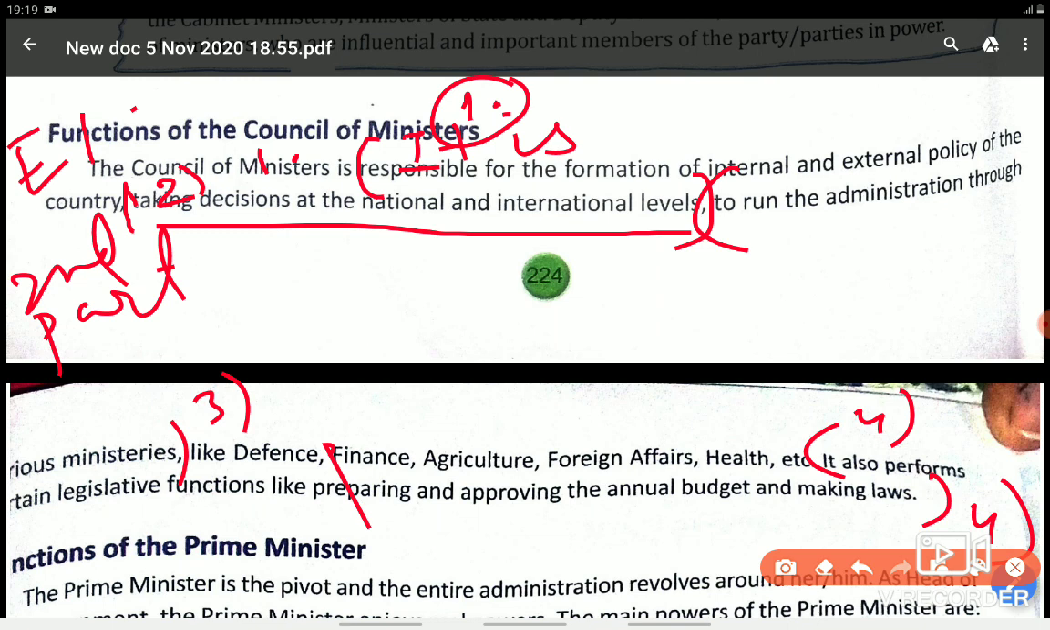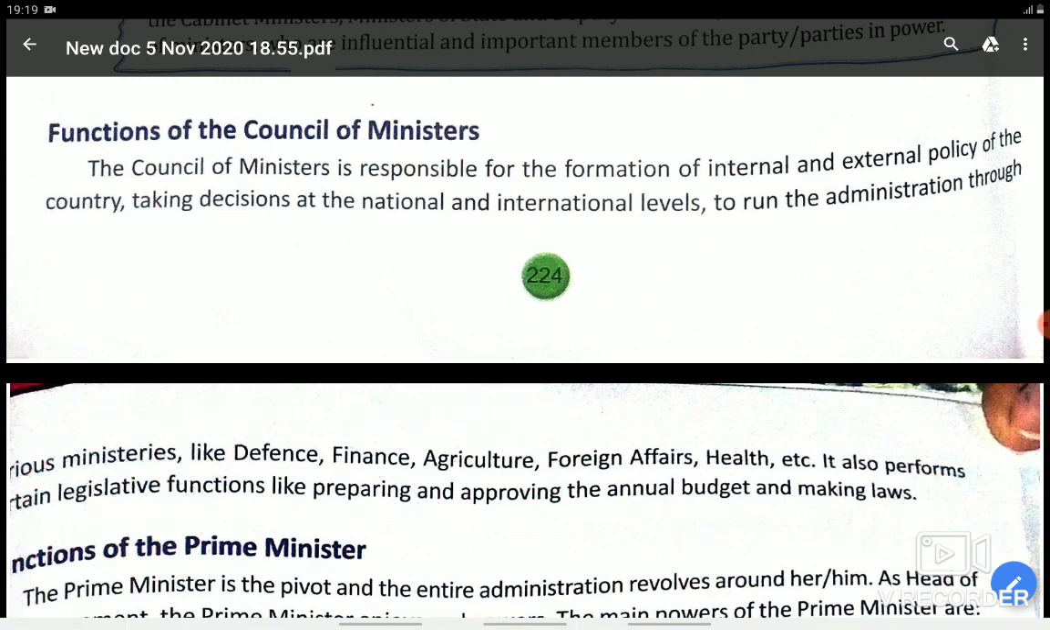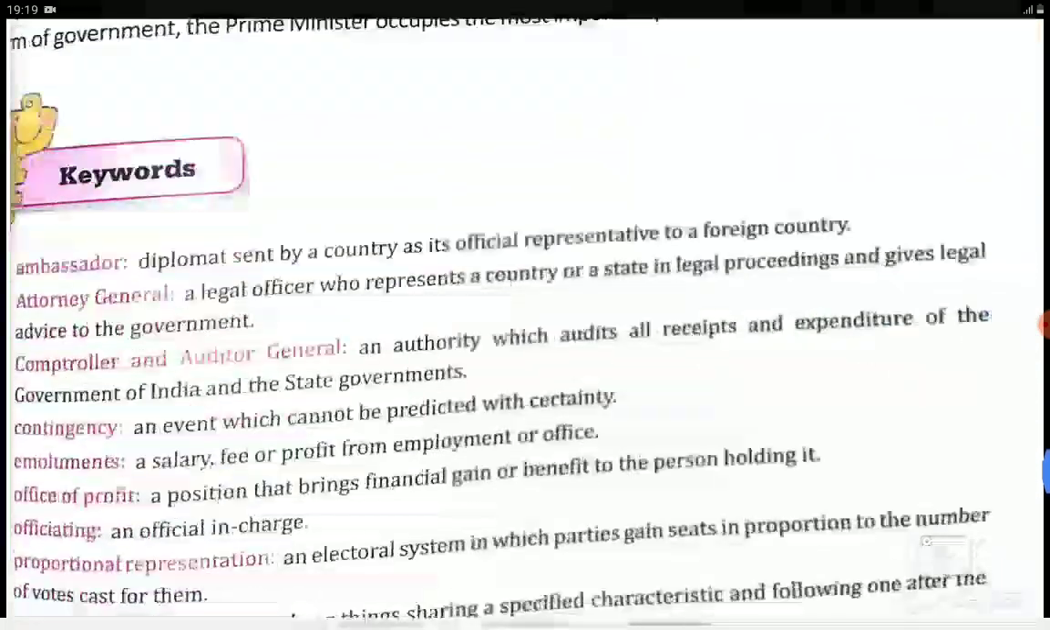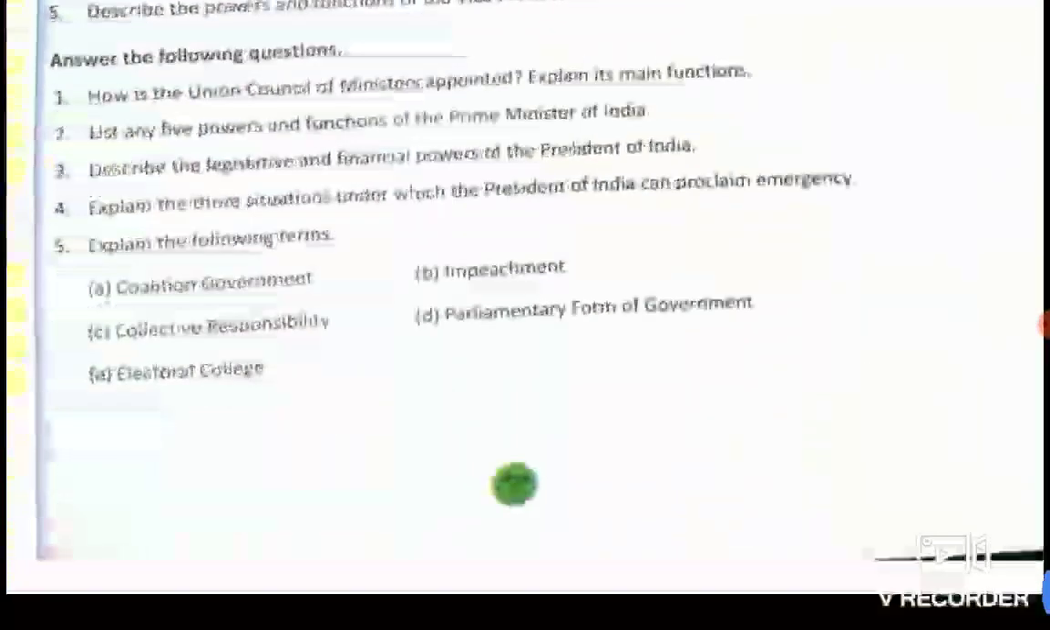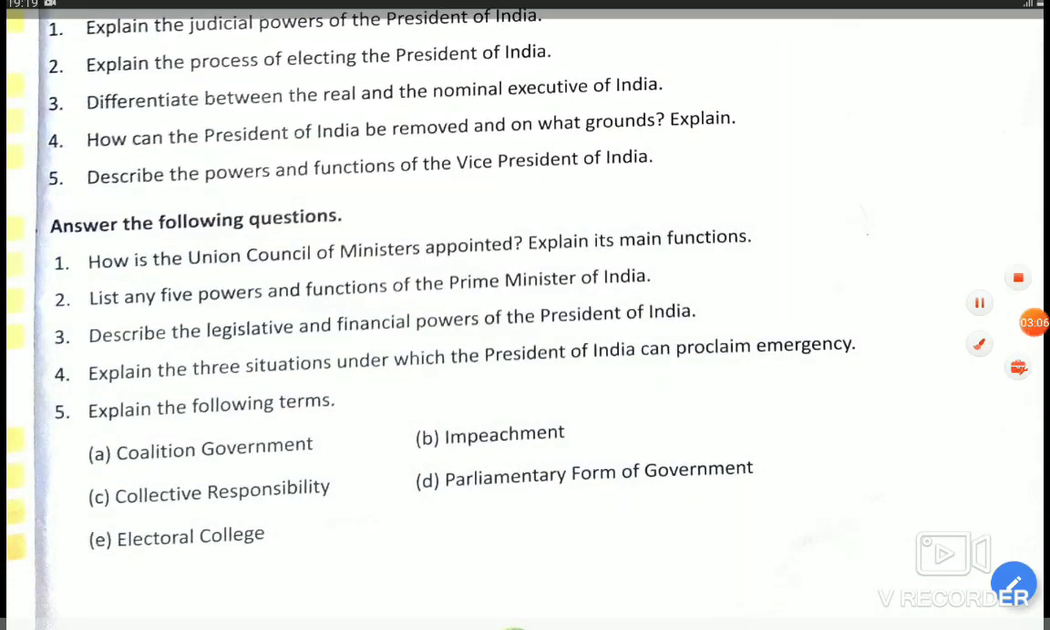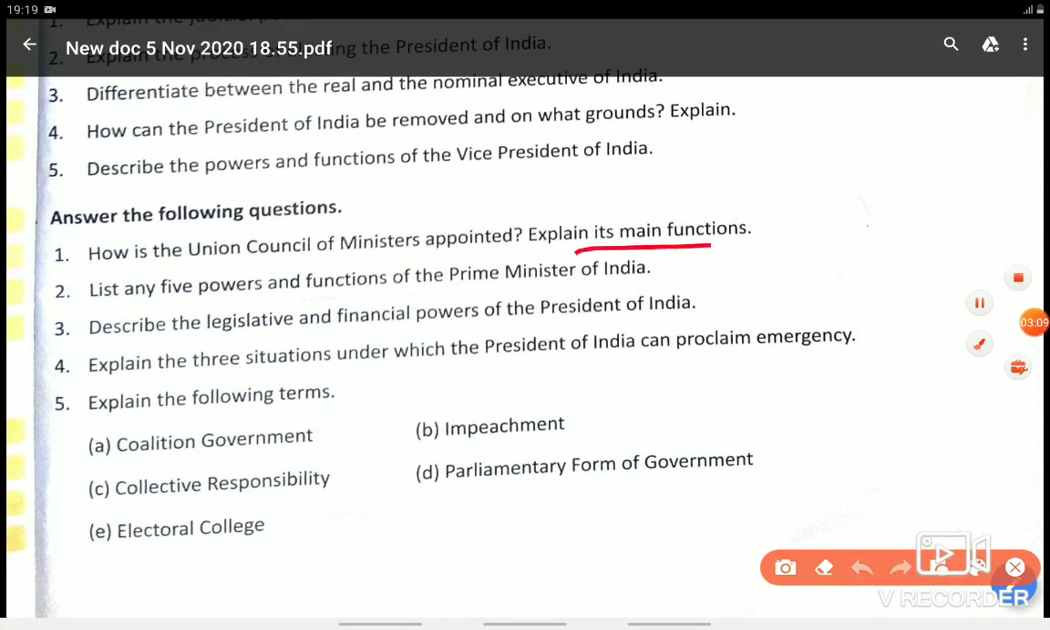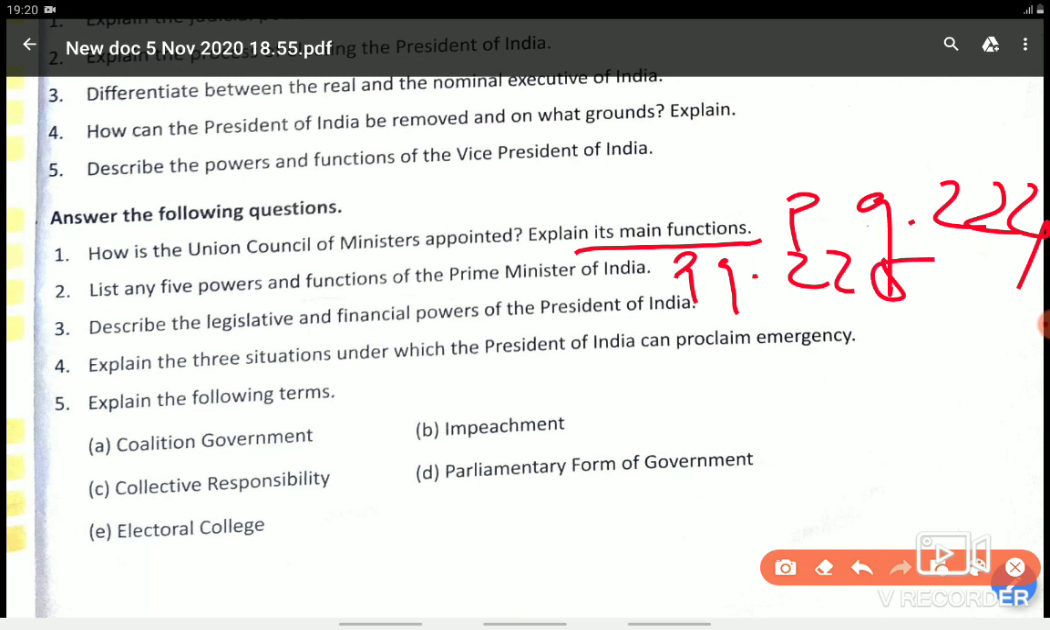Okay, so total how many functions? 4 functions. So the second part of the answer, how many points there? Total 4 functions, and you will get it in page number 224. Next is explain or list any 5 powers and functions of the Prime Minister. This is in page number 225.